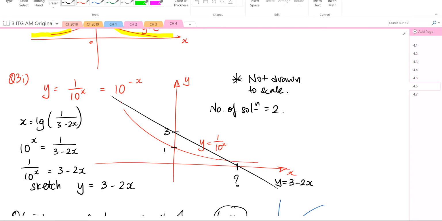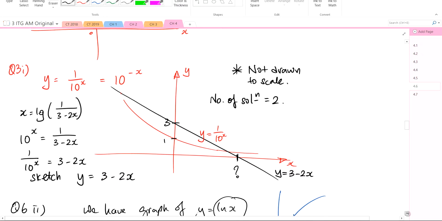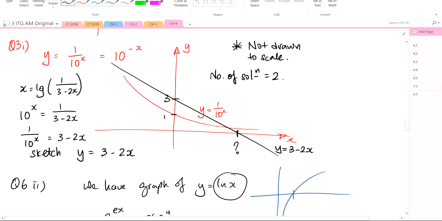Then they ask you for the number of solutions. Based on the graph, how many intersection points do you see? How many do you see? 1 or 2? The graph only shows 1, right? So what are you expected to do? Remember, both graphs are supposed to extend all the way to infinity.